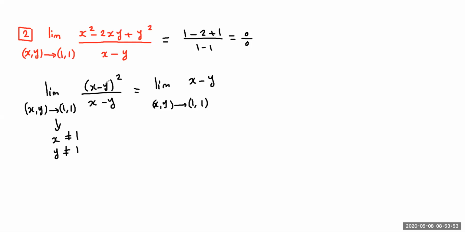So I can cancel this term with this term because x is not equal to y, because they are close to (1, 1), but they are not (1, 1). Okay. So after that, let's write now instead of x 1 minus y 1, so it's 0. So the limit is 0.